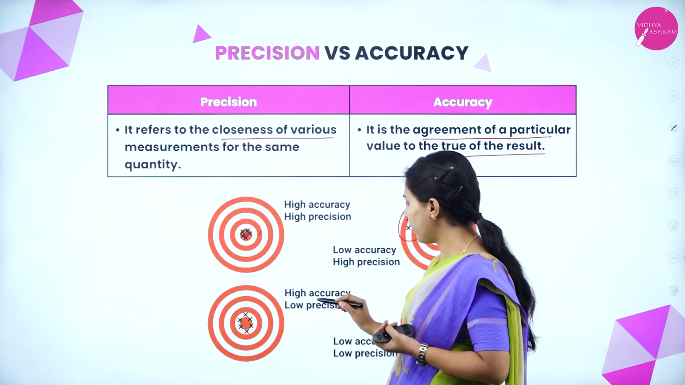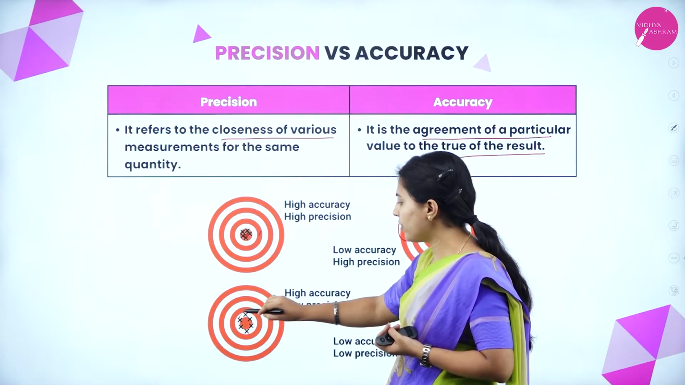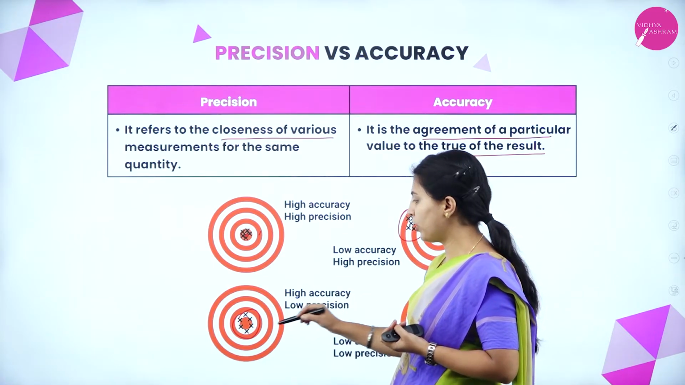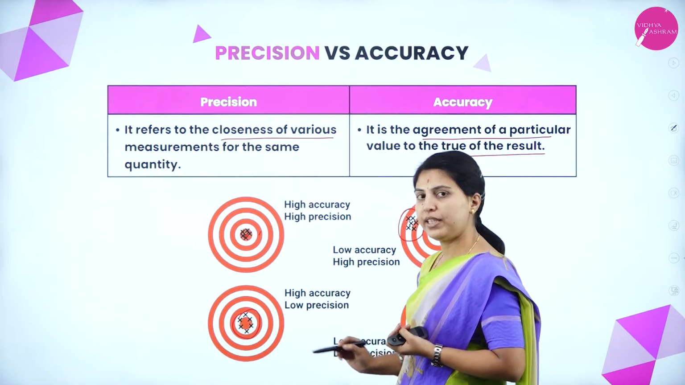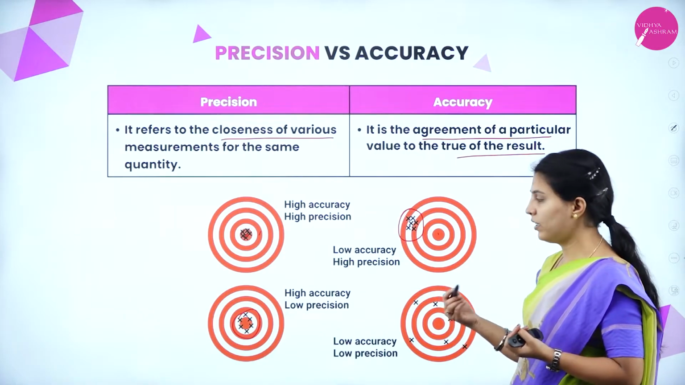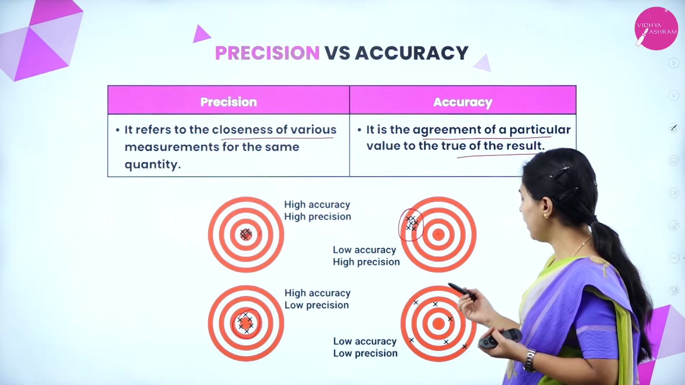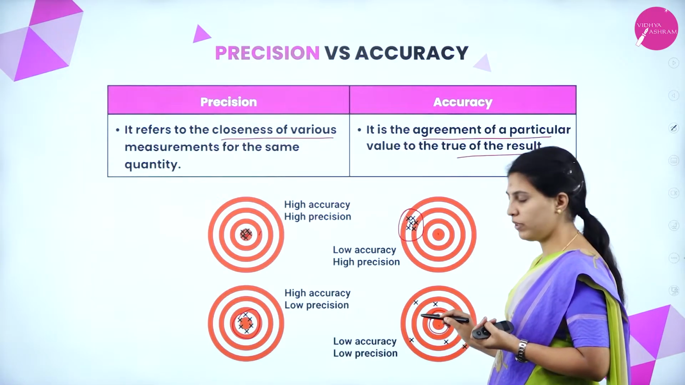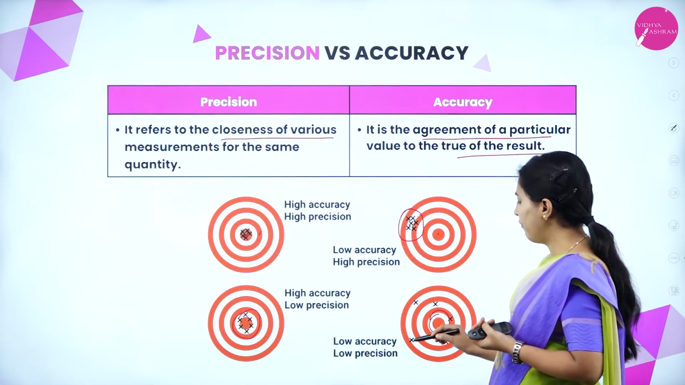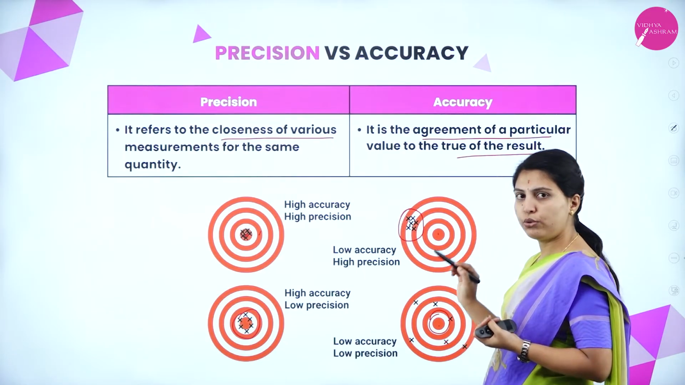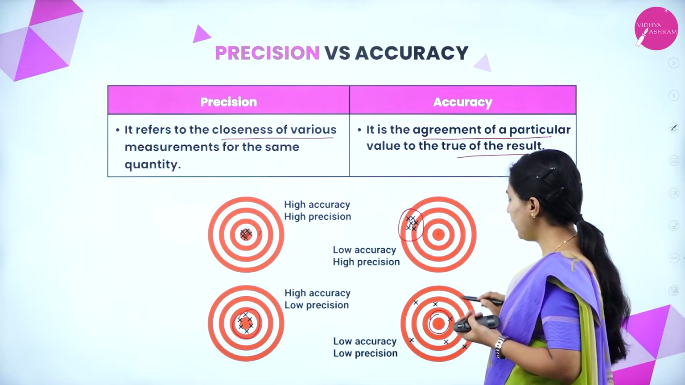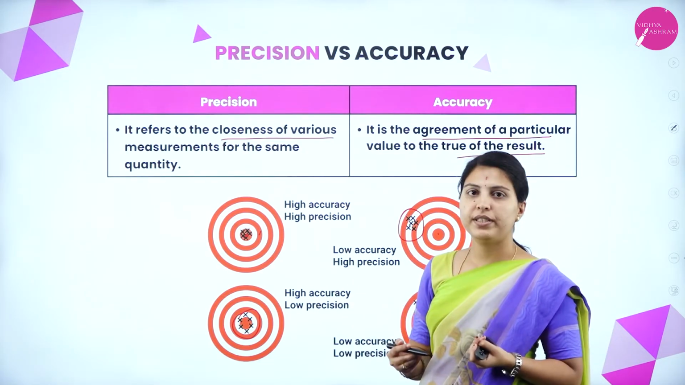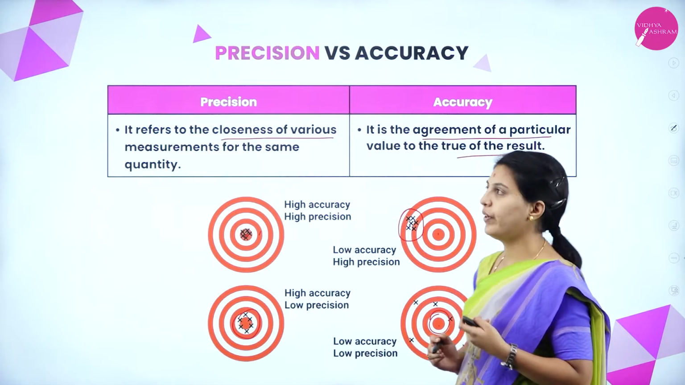Here, high accuracy, low precision. Almost reaching the aim or the true value, but precision is low because there is a little distance between the measurements. Low accuracy, low precision. The true value is here. All the values are far from the true value and the measurement trials are also far from each other. That's why it has neither a precise value nor an accurate value.